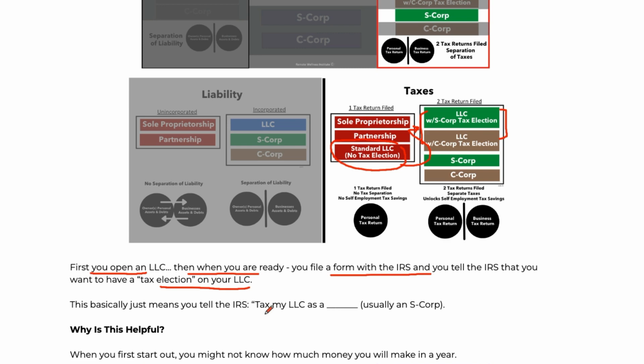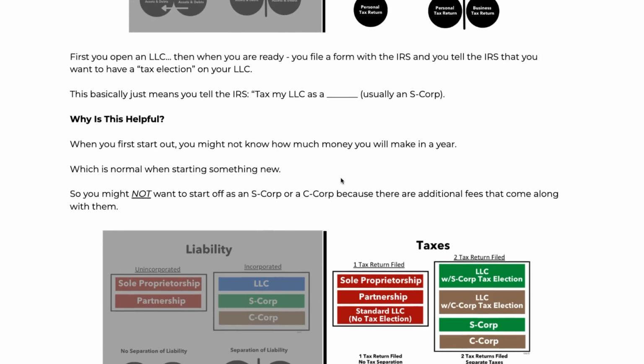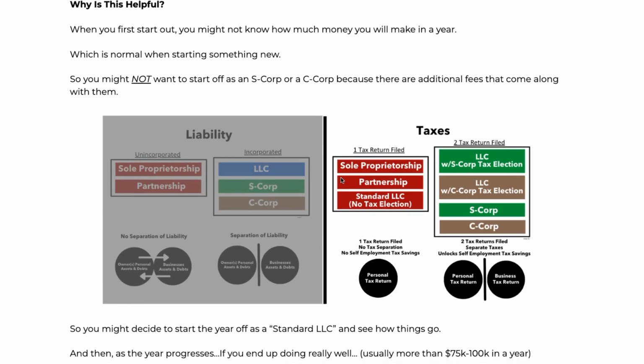Now, why is this helpful? The reason why it is helpful to be able to change this chameleon type of behavior is because when you first start out with your LLC, if you decide to go with the LLC, we'll talk about some of the options in an upcoming training section. But when you first start out, you might not know how much money you are going to make in a year. And that is completely normal, right? Because you are starting something new.